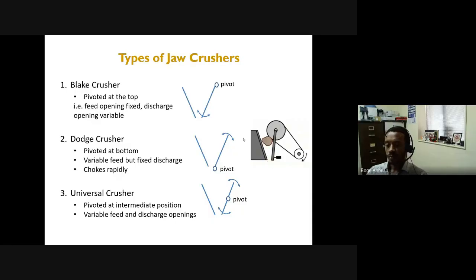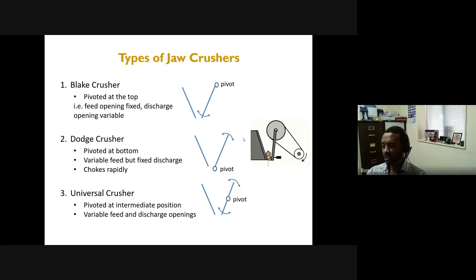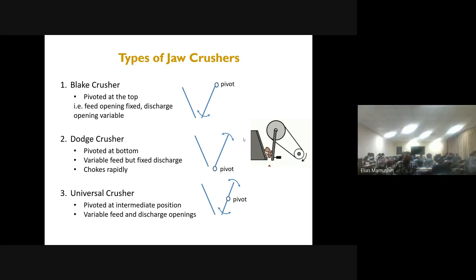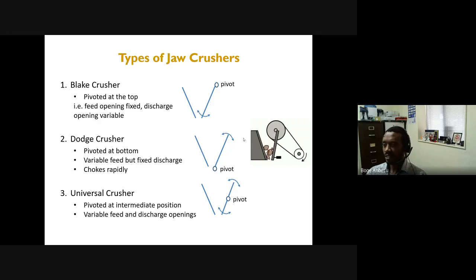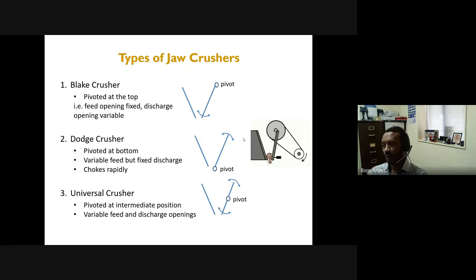And there are different types of jaw crushers. So we have a blade crusher, Dodge crusher, or universal crusher. The blade crusher, as you can see in that scheme there, is pivoted at the top, which means it has a fixed feeding associated with it. So we can't vary the feeding rate. But the movable side or the discharge side is open and can move freely, and therefore you can vary the discharge that's coming from a blade crusher.